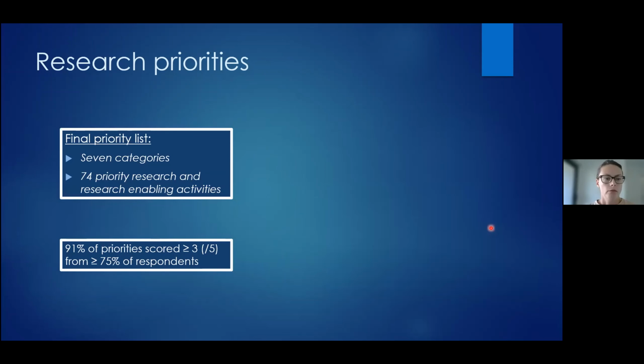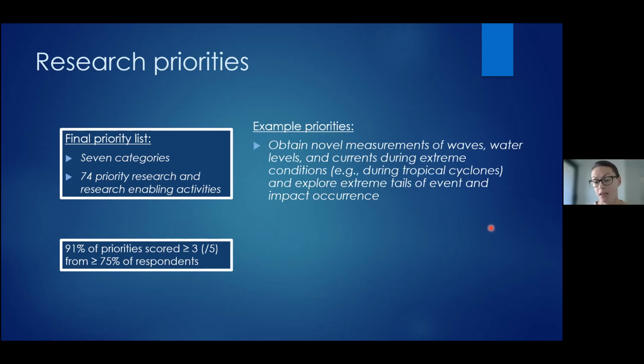So coming back to what some of these research priorities are, I'm just going to go through some examples. I'm not going to go through all 74, we'd be here for a really long time, but to give you a bit of a feel of what some of them were. One of them was to obtain novel measurements of waves, water levels and currents during extreme conditions, for example during tropical cyclones, and explore extreme tails of event and impact occurrence. You could imagine this would be the framing or basis of a research project for a couple of years that could be done by a couple of people. Obviously with all of these, you could ask how long is a piece of string, but you could certainly make some inroads into something like this in that time period with that amount of effort.